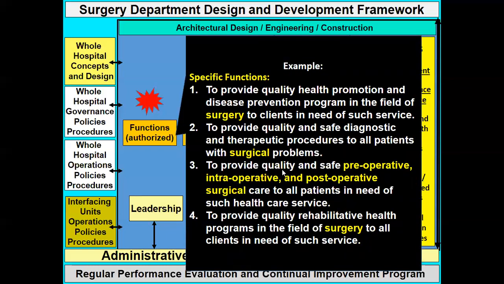Another example of specific functions: 1. To provide quality health promotion and disease prevention program in the field of surgery to clients in need of such service. 2. To provide quality and safe diagnostic and therapeutic procedures to all patients with surgical problems. 3. To provide quality and safe preoperative, intraoperative, and postoperative surgical care to all patients in need of such healthcare service. And 4. To provide quality rehabilitative health programs in the field of surgery to all clients in need of such service.